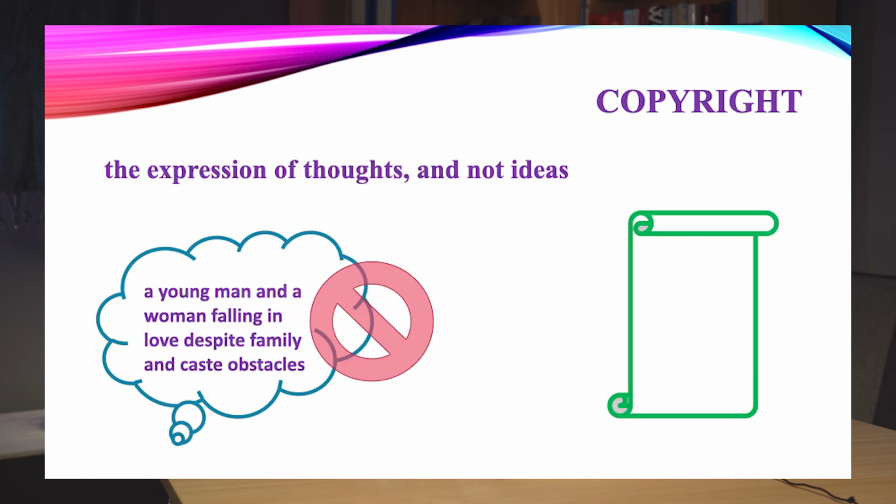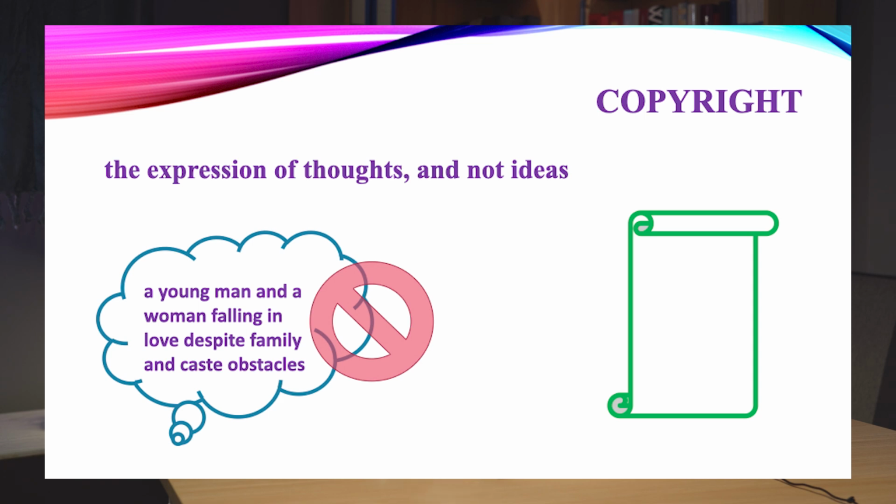Imagine that you have an idea how to write a novel or short story or a poem or whatever else about a young man and a woman falling in love despite family and castle obstacles. This is just an idea, and copyright law cannot protect it. To have an object protected, you need to express your idea. For example, you need to open your laptop and to write a novel about a young man and a woman falling in love despite family and castle obstacles. In this case, you will have a novel, an object which will be protected by copyright law. However, even in this case, the idea itself will still not be protectable.